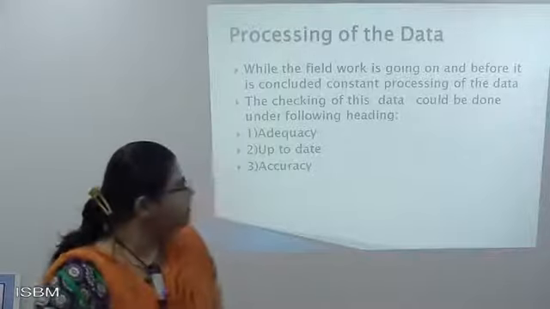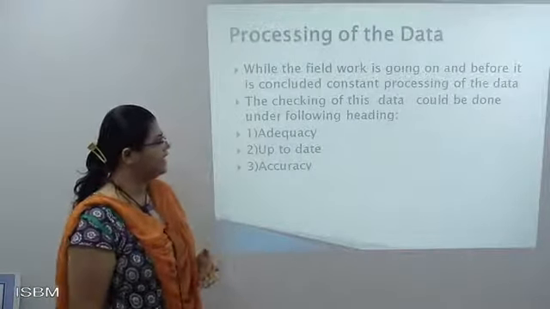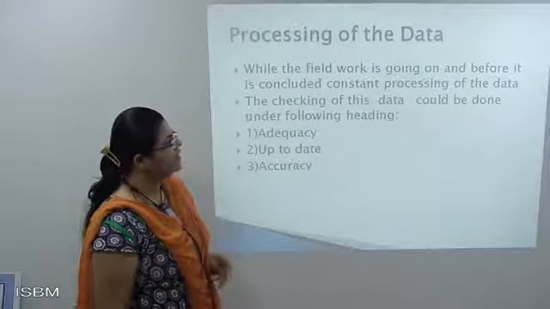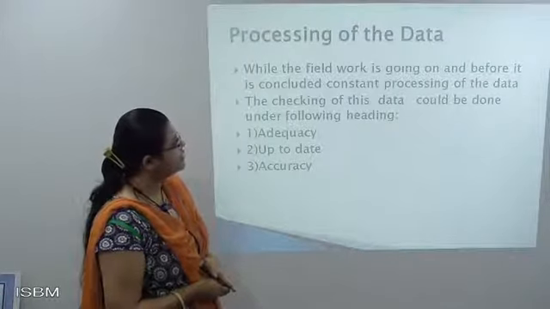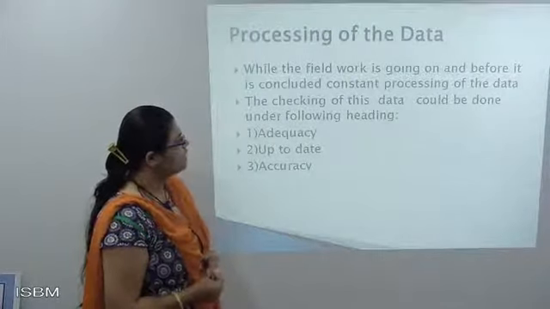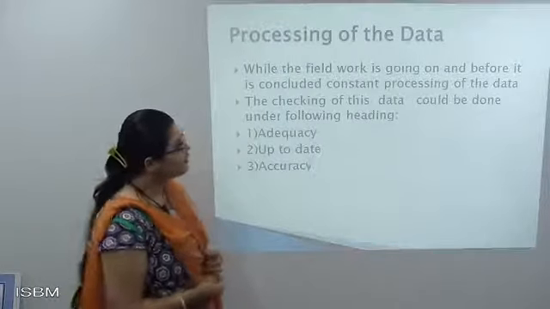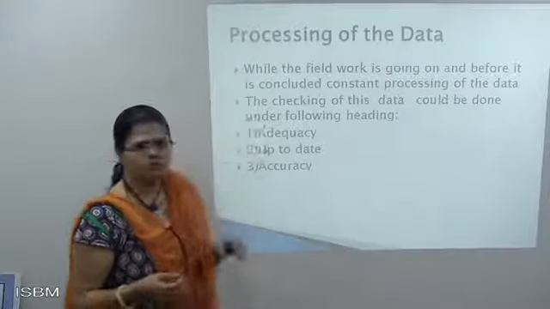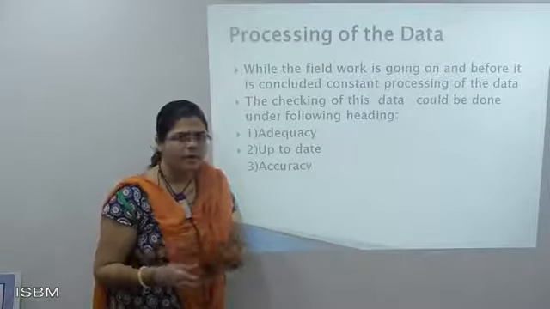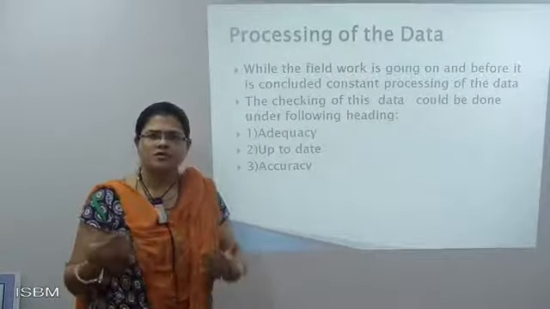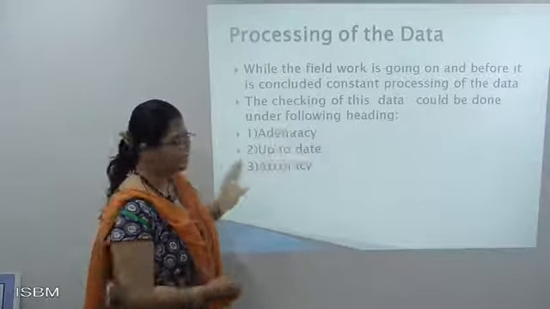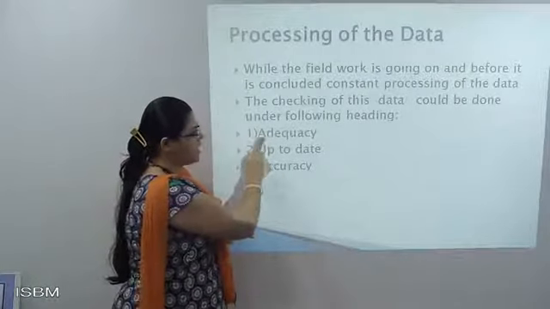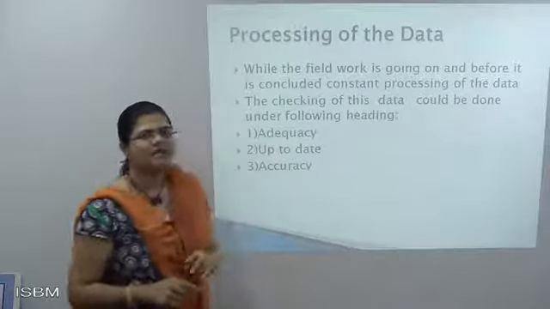Processing of the data: we have also been checked on how you process the data. While the field work is going on and before it concludes, the checking of the data should be done under certain heads. Once you are doing field work, and when you are concluding, at that time you need to go through the data and check whether it matches these 3 points: adequacy, up to date, and accuracy. These are the 3 points where you need to check.